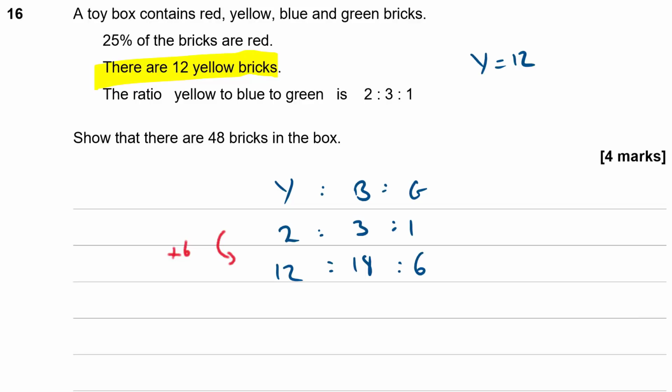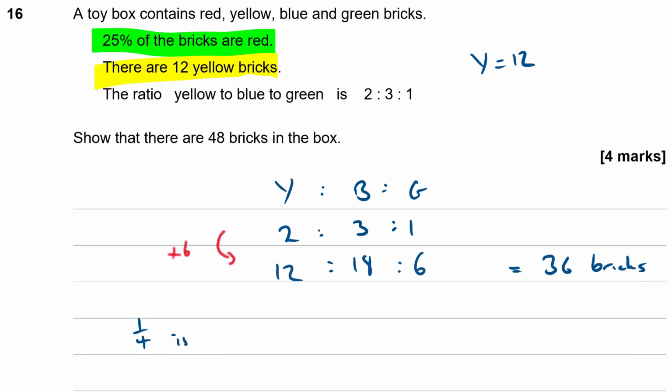So how many bricks is that altogether? 12 plus 18 is 30, plus 6 is 36, so we've got 36 bricks which are either yellow, blue or green. Now we're told that 25% of the bricks are red, so our 36 bricks which are yellow, blue or green must be the rest, the 75% or 3/4 of the bricks.